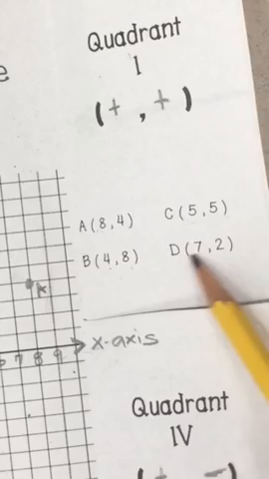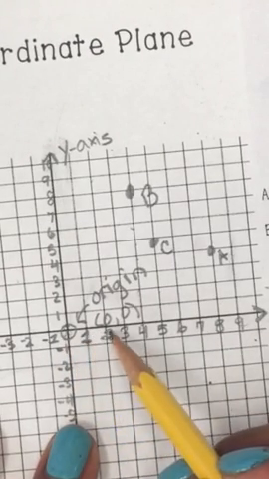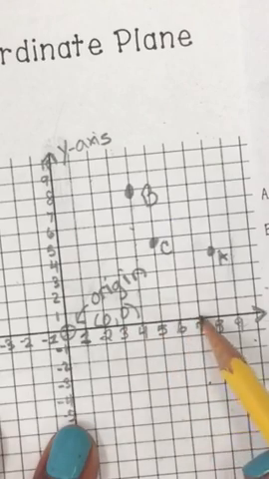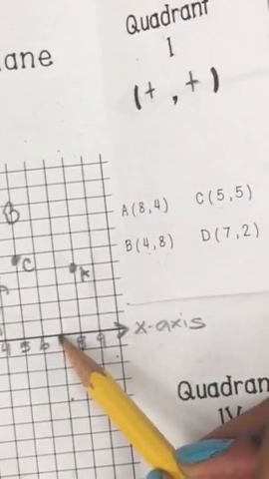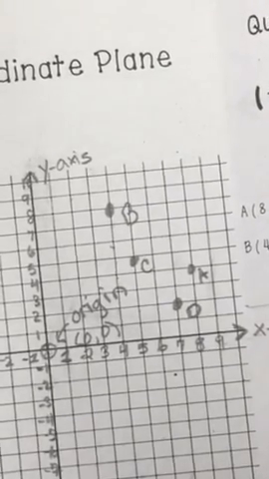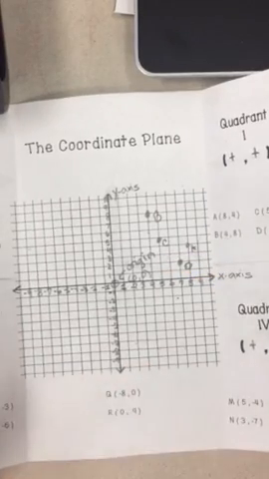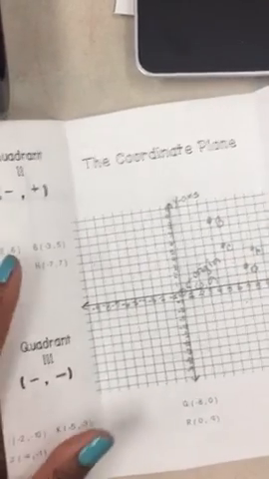D, 7, 2. Start at the origin. 1, 2, 3, 4, 5, 6, 7. Up 2, 1, 2. Boom. All of our points in quadrant 1 have been plotted. So let's look at quadrant 2.